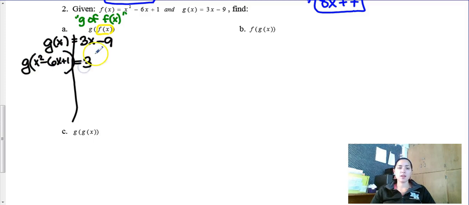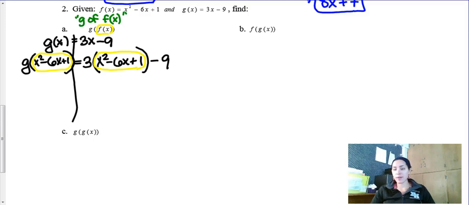So 3 parenthesis, my new input, x squared minus 6x plus 1, close parenthesis. And then minus 9 is part of this. So notice, this was my input. Wherever I saw x, that's what got plugged in. That's all I did. So 3x minus 9 became 3x, my input, minus 9.